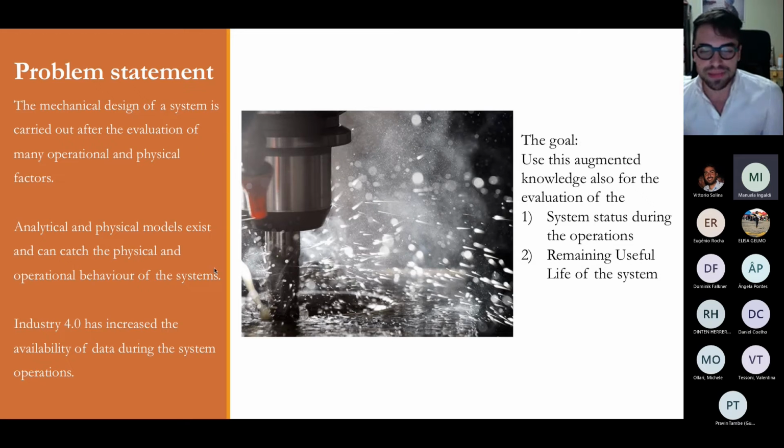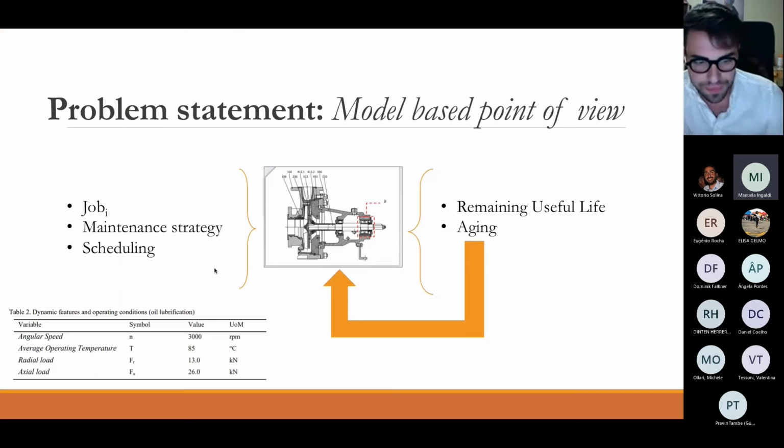So the amount of data about system operation, artificial intelligence, for example, and condition monitoring technology have increased heavily. This gives the opportunity to run physical and mathematical models along with real-time data coming from the field, to improve the accuracy about system status during operation and the remaining useful life of a system.